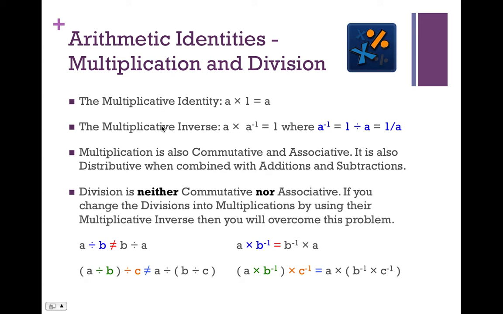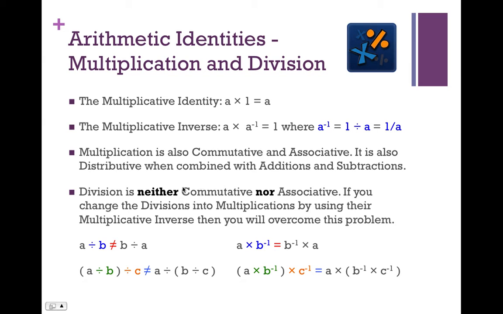Now, it's important in finding the multiplicative inverse. Any number a, if we multiply it by its multiplicative inverse, will give us the multiplicative identity, which is 1. The inverse of a, a to the power of negative 1, can also be written as 1 divided by a, or as a fraction, 1 over a.